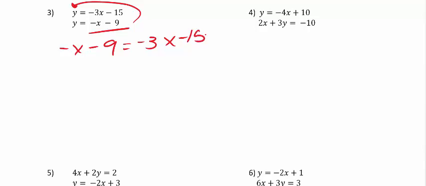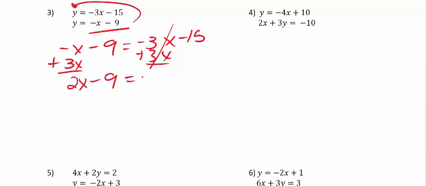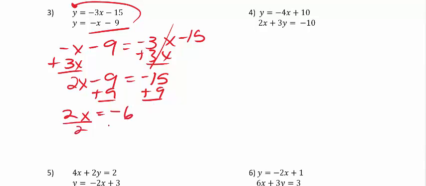And now I just have to solve for x. To do that, I have to get the x's together on the same side of the equation. I can do that by adding 3x to both sides. A negative x plus 3x is going to be a 2x. Minus 9 is going to equal negative 15. Then we're going to add 9 to both sides, and we get 2x is equal to negative 6, and then divide by 2, and then x is going to equal negative 3.